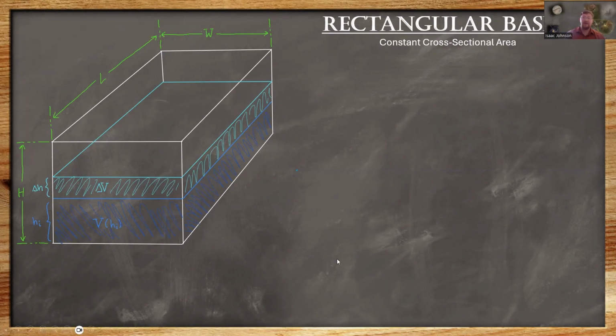Now we hop into just the straightforward case of a rectangular basin tub with a constant cross-sectional area. And I guess my first question would be, what would the volume function look like for this sort of tub in terms of water level height?